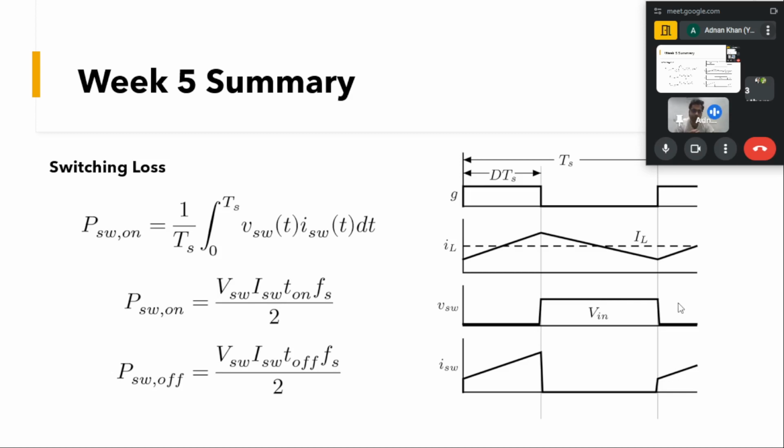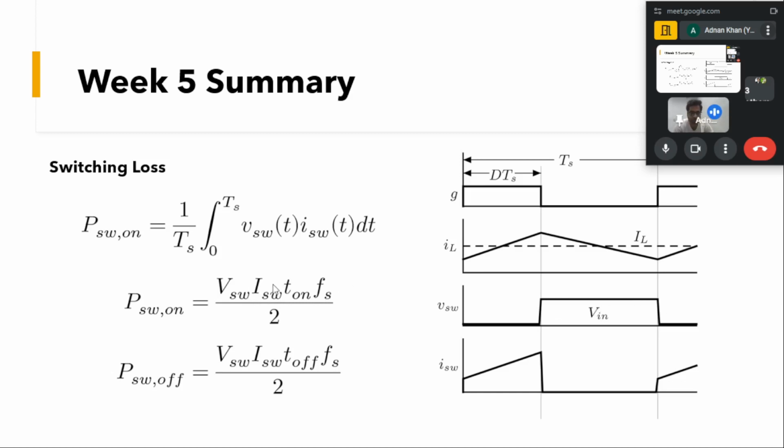So whenever the device turns on, during this interval the device is turned off, but before the time of the turn on, this voltage is being blocked by the switch, that is the V in voltage in case of the buck converter. And in case of the boost converter, this voltage will be equal to V out. So what will be the switching voltage here? That will be this V in case of a buck converter.